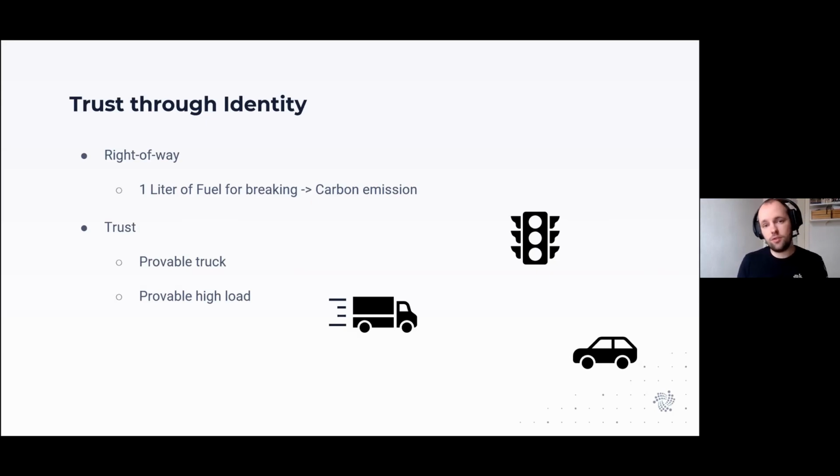So it can prove it's a truck due to its manufacturer having signed a credential about that, and it can prove its load by having a credential created by the company that loaded the truck. At the same time, IoT sensors in the road can verify this information and agree, yes, this is a heavily loaded truck, and therefore it should have the right of way, reducing carbon emissions in our cities.